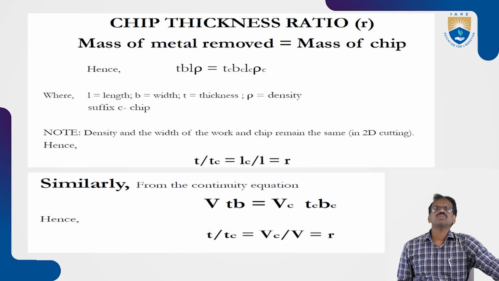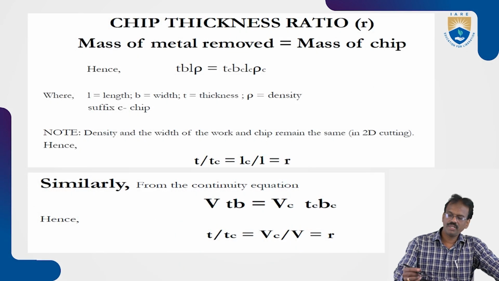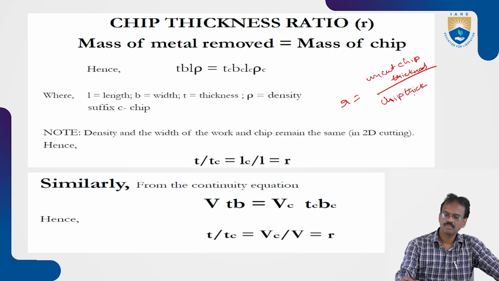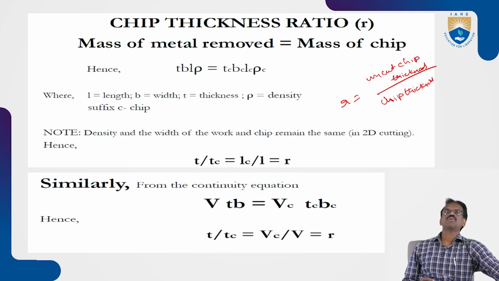Okay. So this one, finding of the chip thickness ratio. R is the chip thickness ratio: uncut chip thickness by cut chip thickness. Okay. So this is the formula.